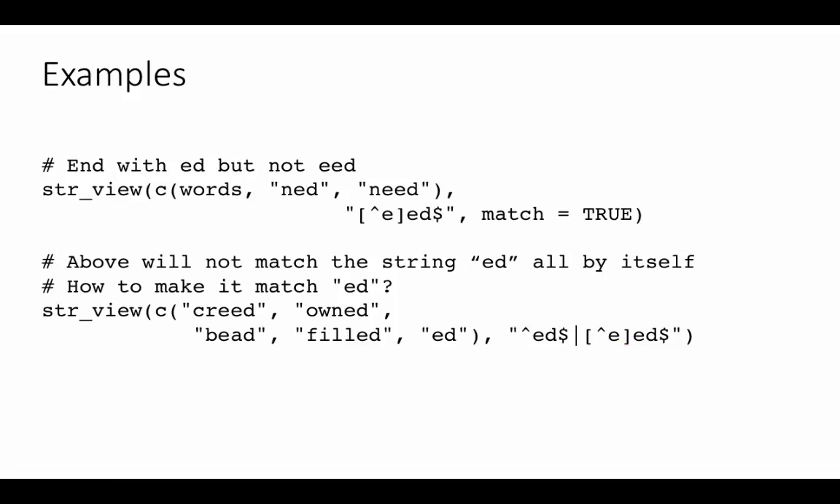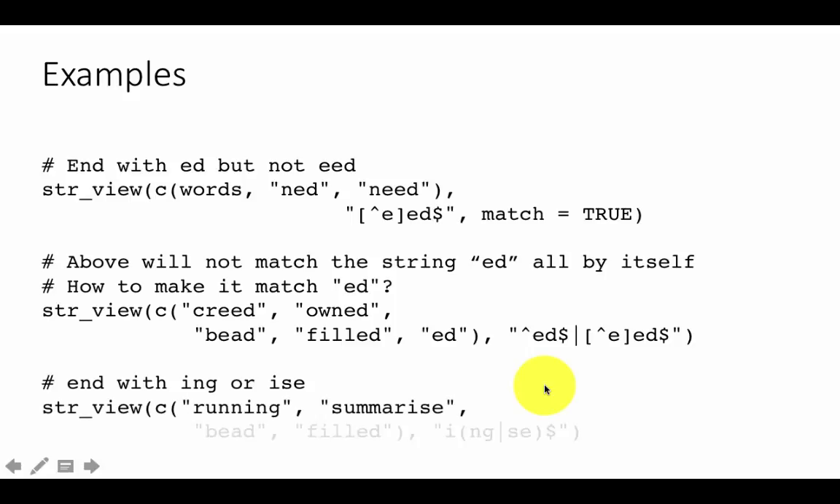In a similar vein, how about finding words that end with ING or ISE? So clearly what we can say is it's got to end with, which means there's going to be a dollar on the right side. And it says ING or ISE, which means I followed by NG or SE. So it's going to be I followed by NG or SE. We put this in parentheses because otherwise it would mean ending with ING or SE. That's not right. So we could do it this way: I followed by NG or SE.